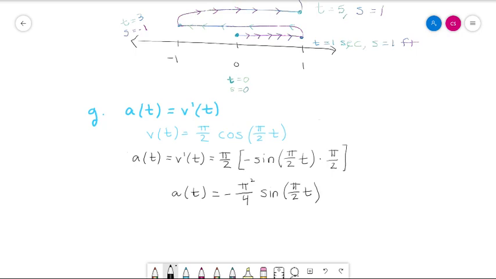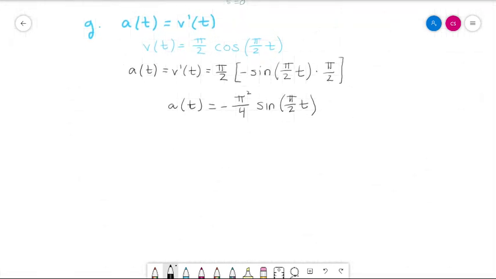So there you go. The second part of G is we want to know the acceleration at time t equals 1. So wherever we see a t, we're going to put a 1 there. So pi over 2 times 1, which is just pi over 2, right? What is the sine of pi over 2? It's just 1. So the acceleration is negative pi squared over 4. And then what about the units?